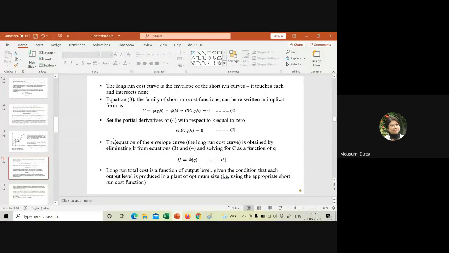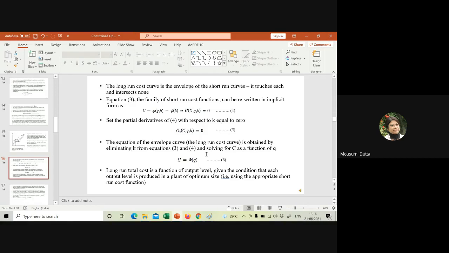Set the partial derivative of equation 4 with respect to K equal to 0. Suppose we would like to find out the optimum plant size. So what we will do, we will consider del G by del K, considering C and Q are constants. To find a particular plant size, we will take the partial derivative of G with respect to K and set this equal to 0.